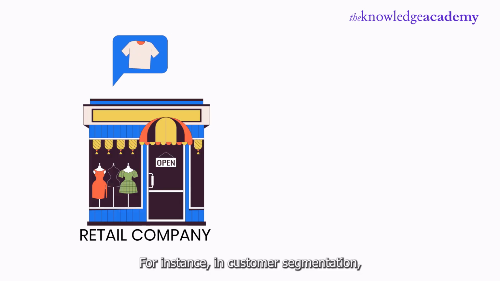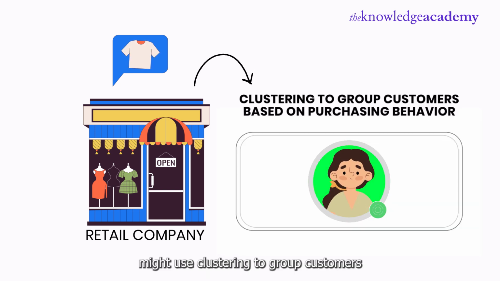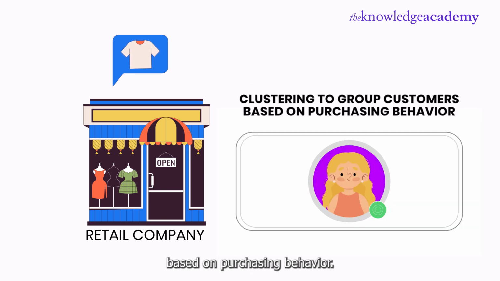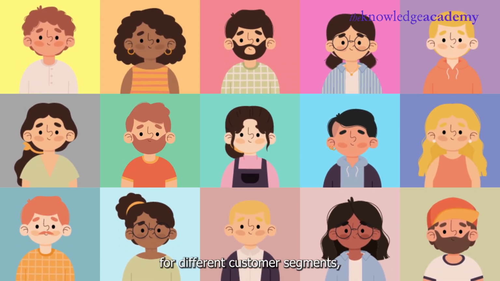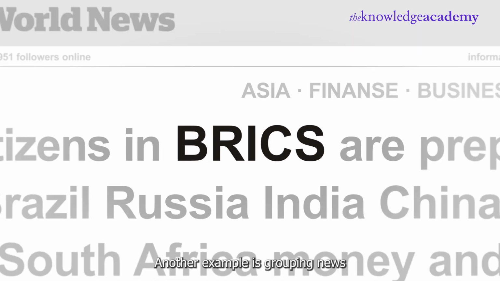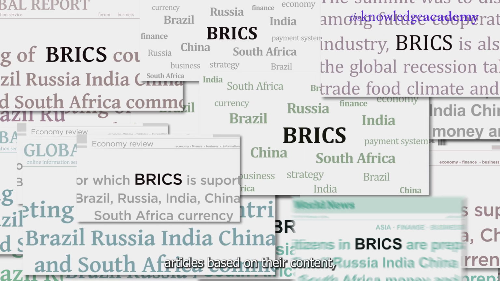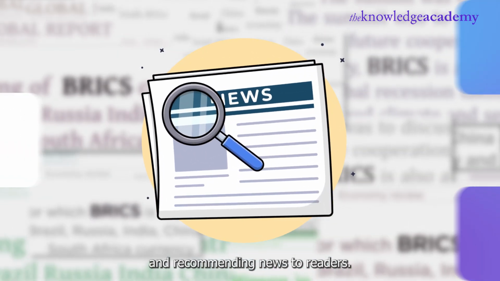For instance, in customer segmentation, a retail company might use clustering to group customers based on purchasing behavior. This helps the company tailor marketing strategies for different customer segments, enhancing customer satisfaction and increasing sales. Another example is grouping news articles based on their content, which can help in organizing and recommending news to readers.